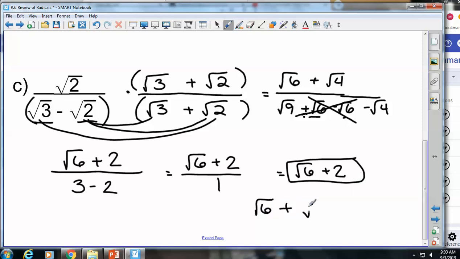Think about when you do x squared plus x squared, you get 2x squared. So it's just adding the numbers in the front. So it becomes 2 radical 6. You don't actually add the numbers under the radical. Other questions?